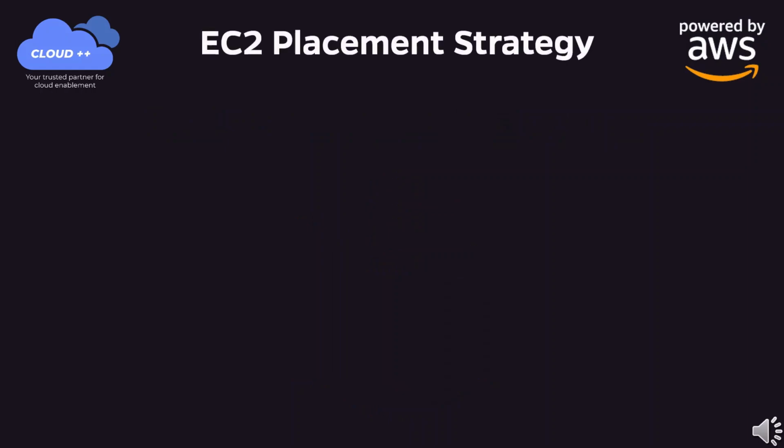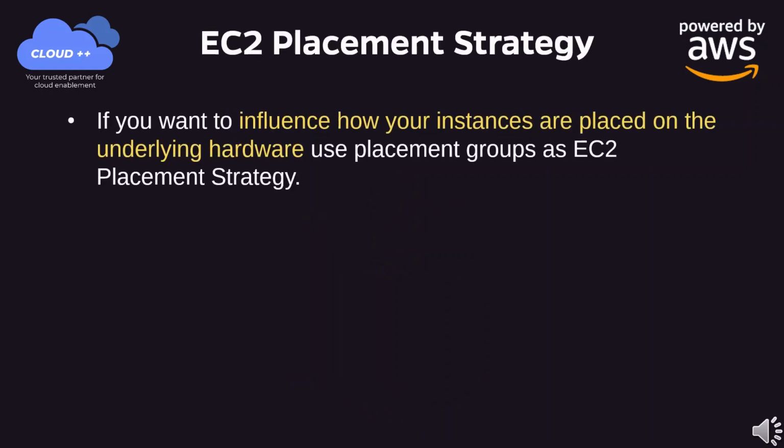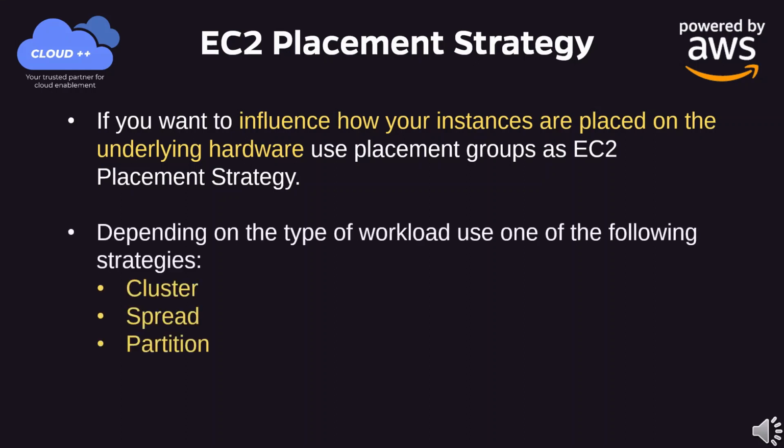EC2 placement strategy. If you want to influence how your instances are placed on the underlying hardware, use placement groups as EC2 placement strategy. Depending on the type of workload, use one of the following strategies: cluster, spread, partition.